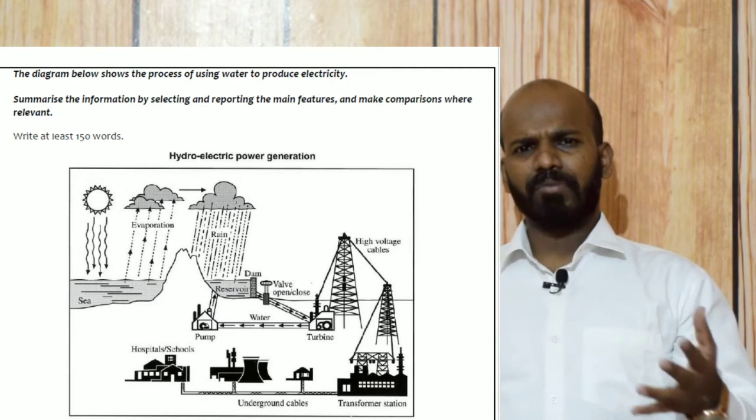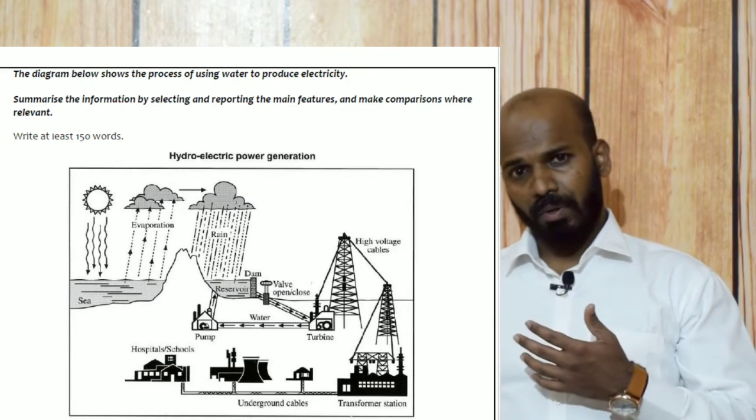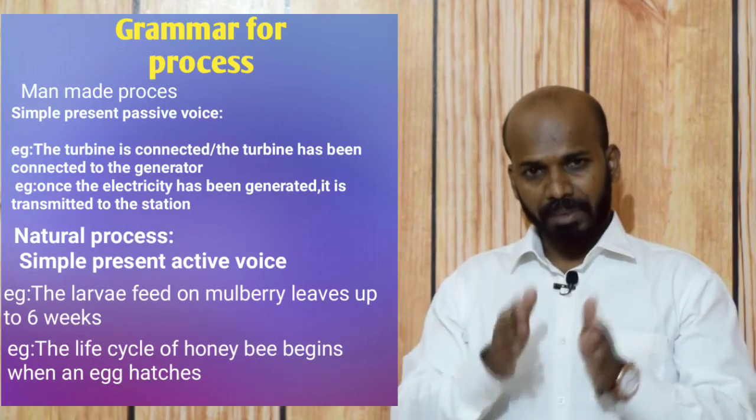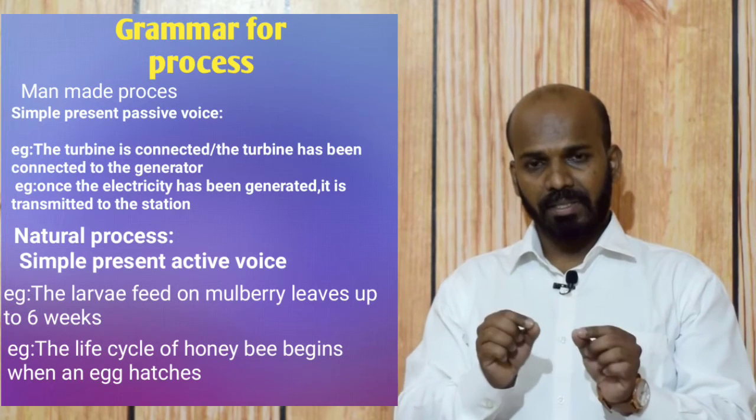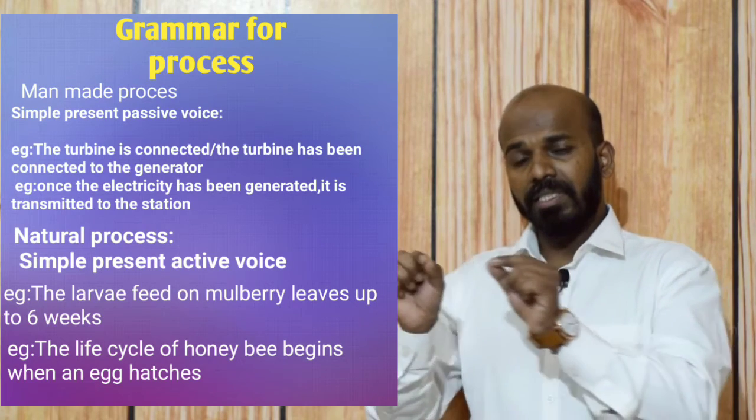For example, there are a number of ways electricity is generated, like solar and wind. Here let me give an example of how electricity is generated from a hydroelectric dam. In this case, first think about the grammar. Here it is a man-made process, so you need to use simple present passive voice. Once the electricity is generated, or once the turbine is connected.